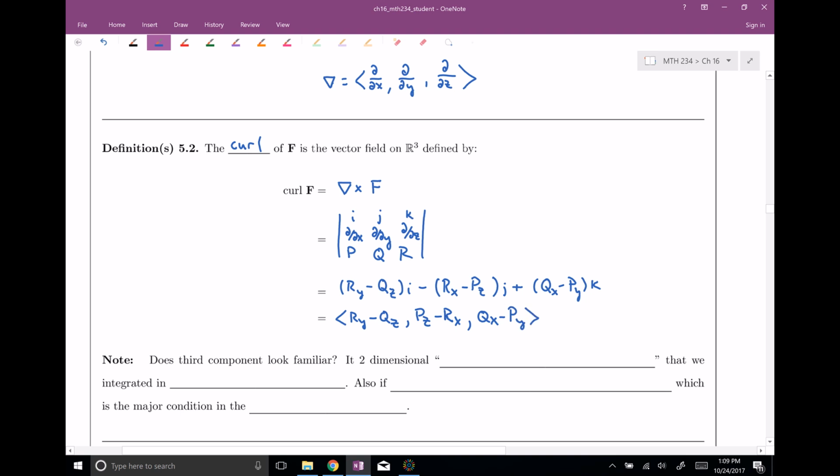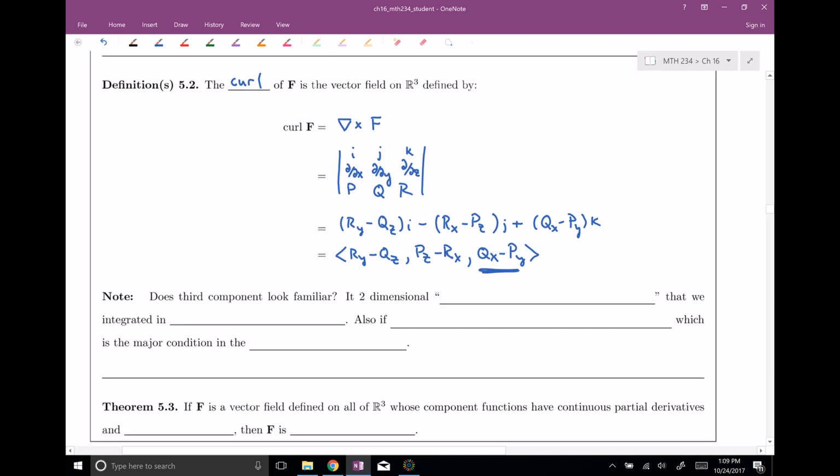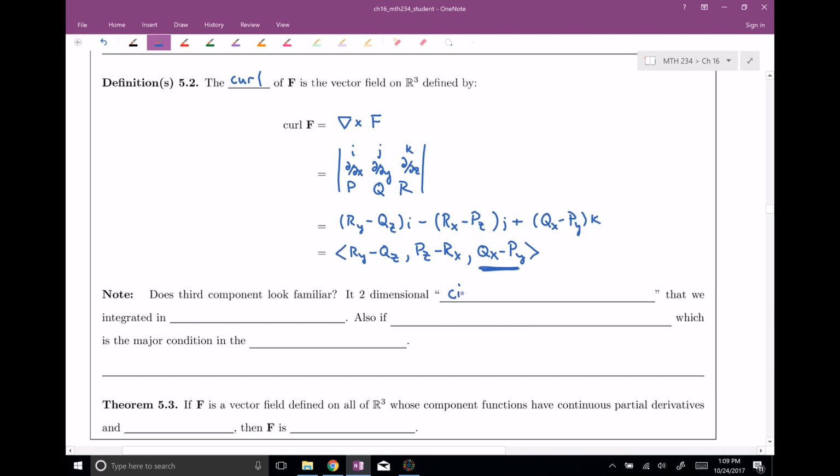And this right here is the curl. The claim is, this third component, Q sub x minus P sub y, should look familiar. This is the two-dimensional circulation at a point. And remember, this came up when we were integrating in Green's theorem. So the claim is when we upgrade Green's theorem to something called Stokes' theorem, we're going to upgrade from just this Q sub x and P sub y into this entire curl vector, as it turns out.